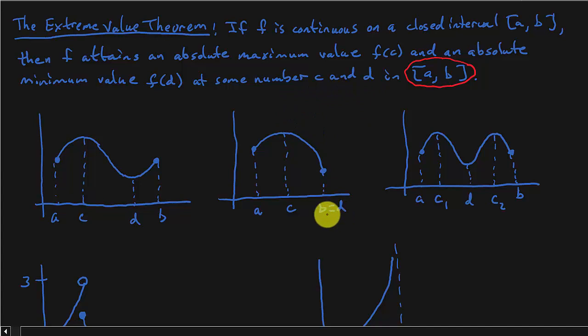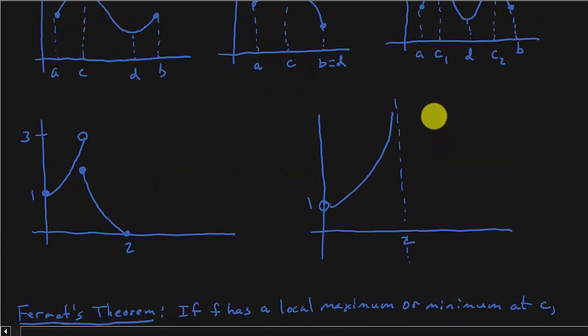Well, in this case, D is equal to B. There's your absolute minimum. See, the endpoints can be included. And then here, between A and B, there's our absolute max. Well, we got two of them, don't we? So we could have more than one. These are the same height. So we have an absolute max at C1 and C2, and then we have our absolute minimum here at D.